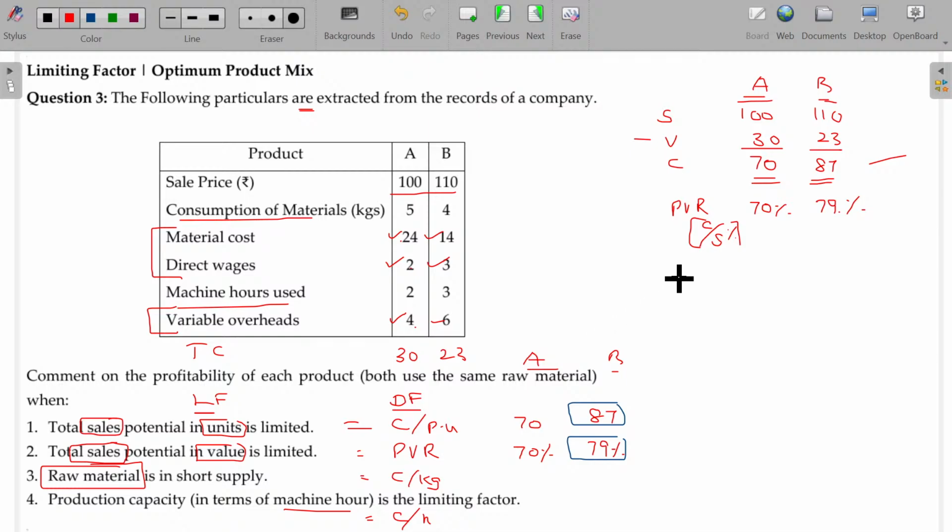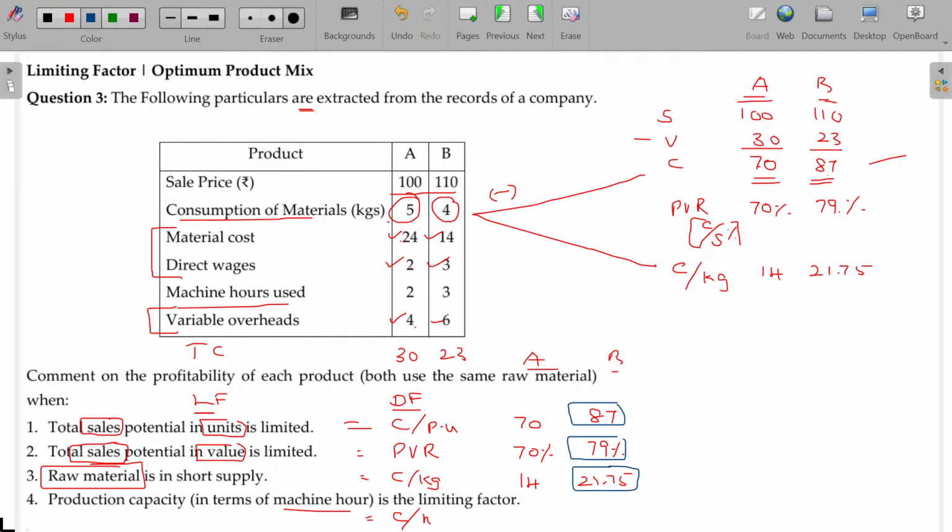Raw material is in short supply. Contribution per kg you have to calculate. 5 kg and 4 kg are required. You divide the contribution by the number of kgs. 70 rupees for 5 kg means per kg 14 rupees. 87 for 4 kg means 21.75. So 14, 21.75. In this case also we have to choose B.